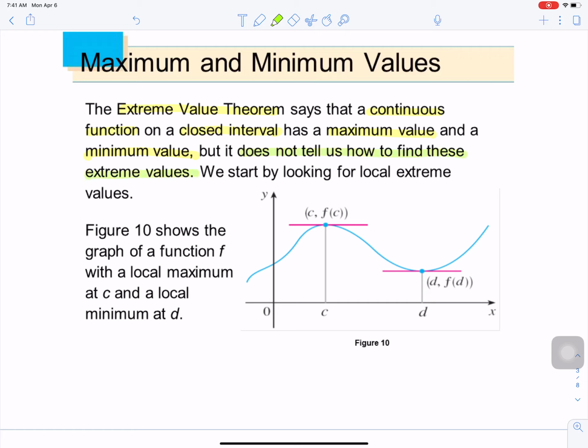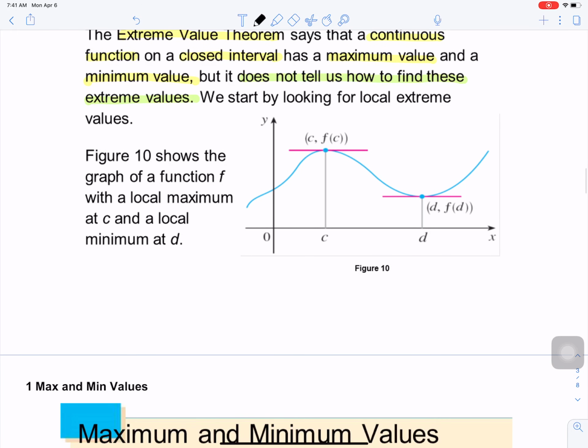So what we're going to do to find the absolute maxes and mins is follow a little process. First, we need to find these things called critical points. So I'm going to find critical points. I'm going to abbreviate it CP. And these critical points are the points where the derivative is 0 or the derivative is undefined.